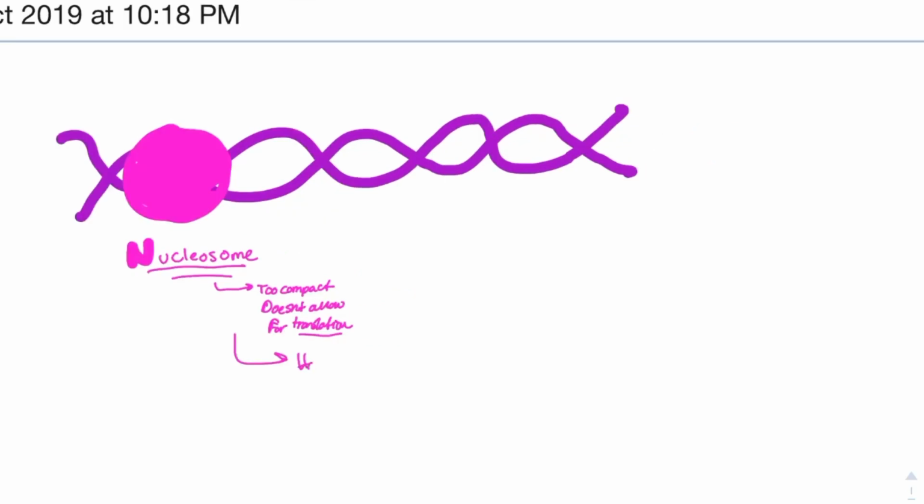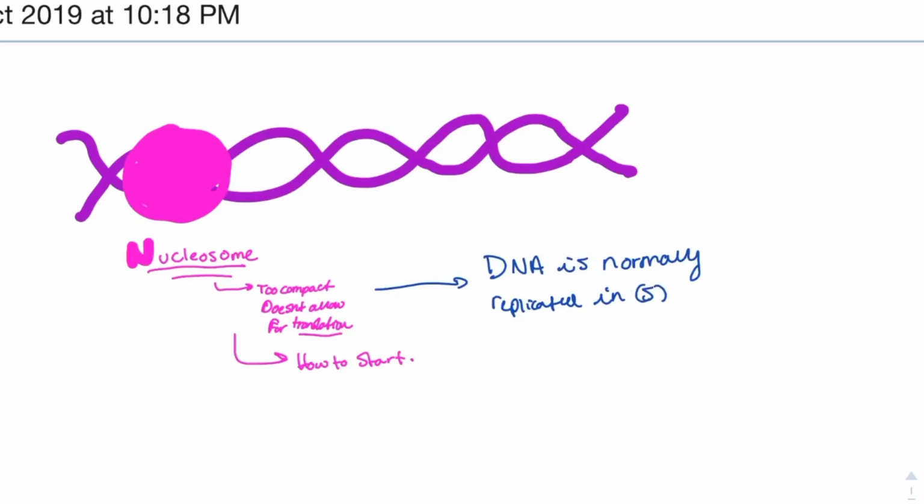Now, how do you start DNA replication? Let's go over the general basic idea. We have DNA, and normally it's always replicated in the S phase. There's the S phase in the cell cycle. There's the G1, the S, the G2, and the M phase.